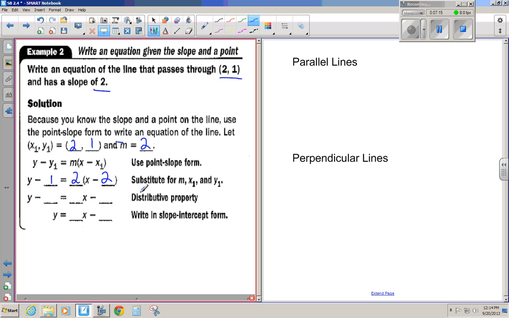Now, use the distributive property. 2 times x is 2x. 2 times negative 2 is negative 4. And you still have a minus 1. Now, we need to make this right in slope-intercept form. That means solve for y. So we add 1 to both sides, and you get 2x minus 3. y equals 2x minus 3 is our equation.